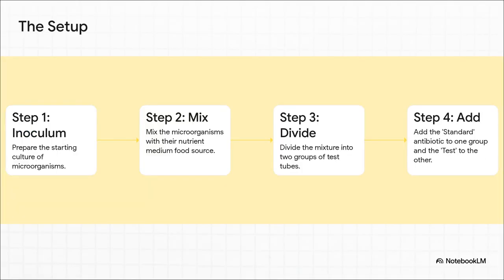So here's how the competition gets set up. First, you get a starting culture of microorganisms ready. Then, you mix them up with that nutrient soup to create a kind of germ broth. You take that mixture and split it into sets of test tubes. And finally, the standard antibiotic goes into one set, and our unknown test antibiotic goes into the other. And just like that, the stage is set for our showdown.